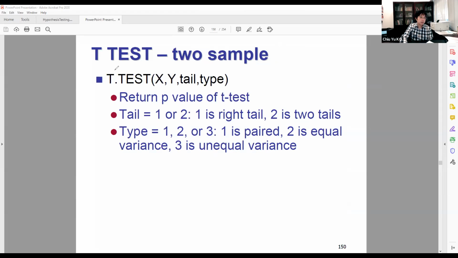T-test: you input two data sets, okay? And tell it what kind of tail, right tail or two tail, okay? The left tail will be 1 minus, right? Because this is the p-value. And the key here is someone asked me whether we have a shortcut to the calculation. Yes. You have either paired, which is the difference, right? And equal variance or unequal. That exactly coincides with what we learned in the class.